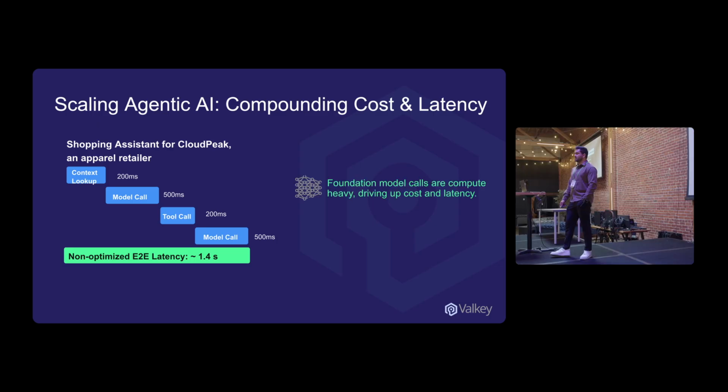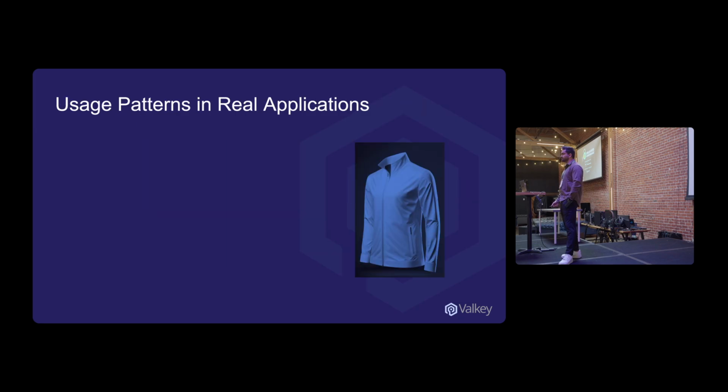to users. And foundational models, as good as they are at generalizing beyond a single use case, are compute heavy and tend to accumulate cost and latency. And in this agentic AI flow, we also see that having sequential calls to tools and models tends to stack up your latency. Is there any way that we can optimize this?